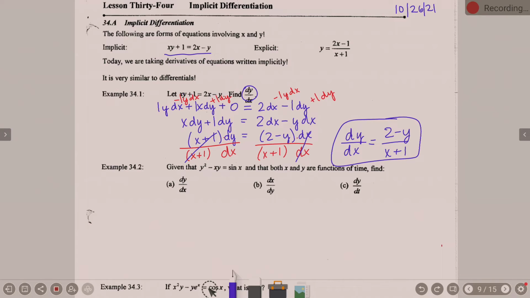Okay. Example 2. Our given equation is y squared minus xy equals sine x. It's given that x and y are functions of time. Find, and we're going to start with dy dx. So A is basically practicing what we just did up above.